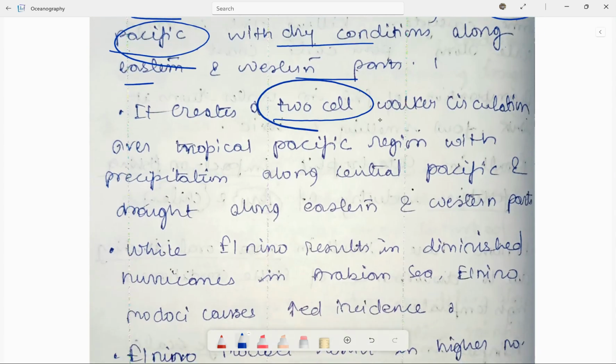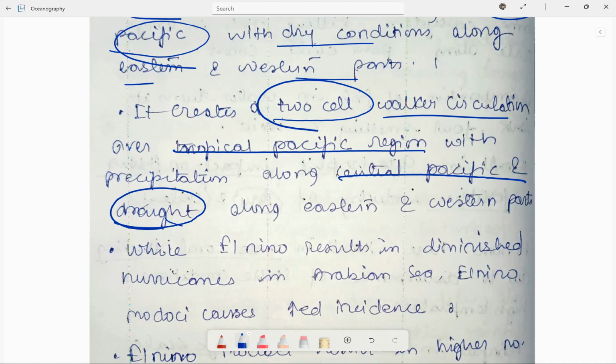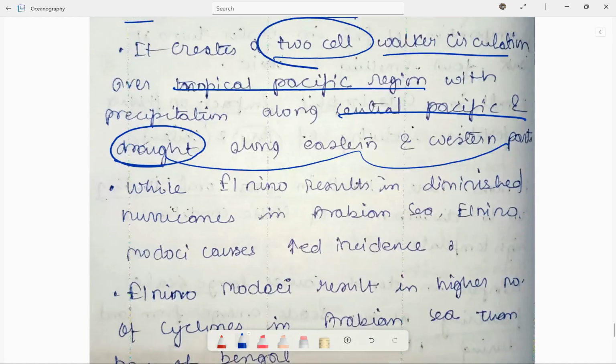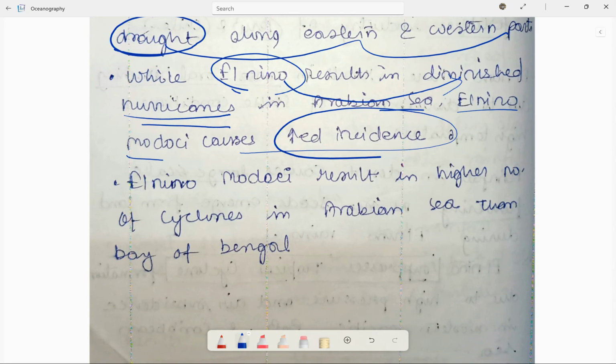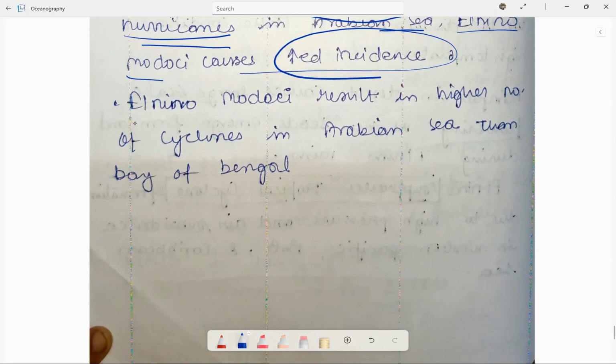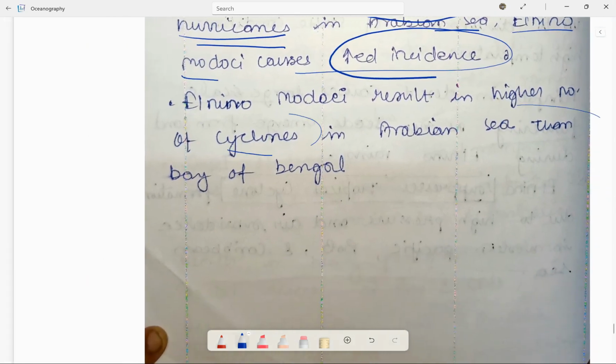It creates two cell water circulation over tropical Pacific regions with precipitation along Central Pacific and drought along Eastern and Western Pacific. While El Nino may result in diminished hurricanes in Arabian Sea, El Nino Modoki causes increased incidence. El Nino Modoki results in higher number of cyclones in the Arabian Sea than the Bay of Bengal.